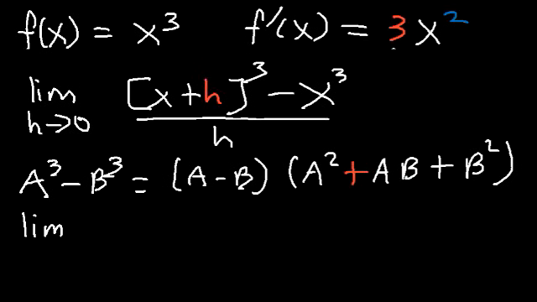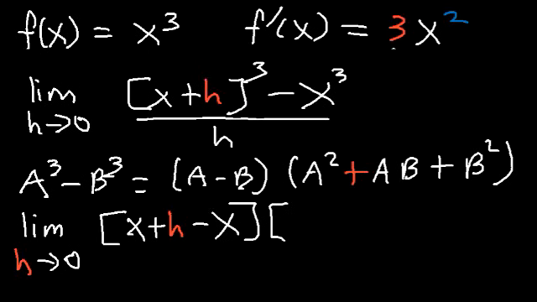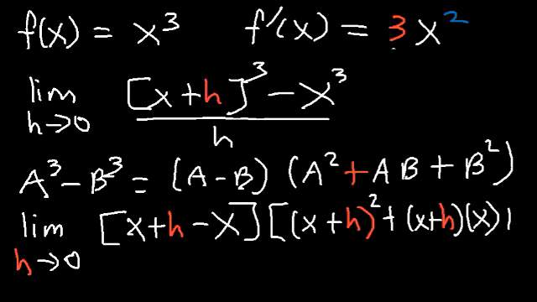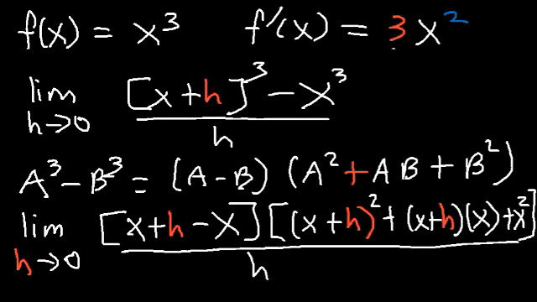So to factor it, it's going to be the limit as h approaches 0, and then a minus b, or x plus h, which is a, and then minus b, which is x, times a squared, which is (x plus h) squared, plus ab, which is (x plus h) times x, and then plus b squared, which is plus x squared, all divided by h. So x and negative x will cancel.